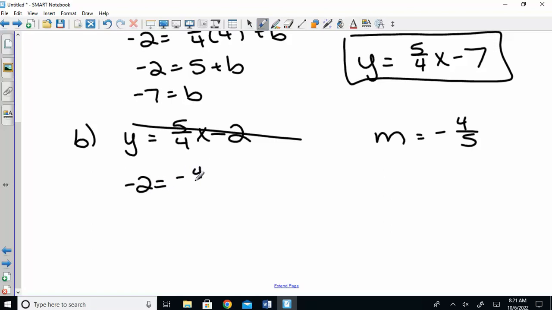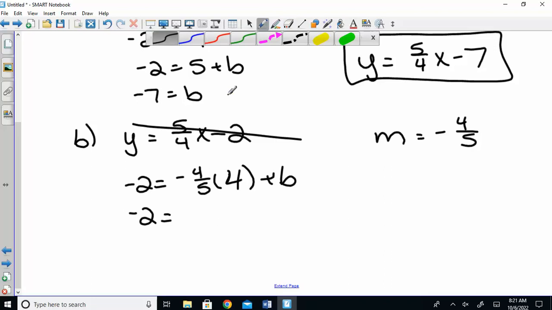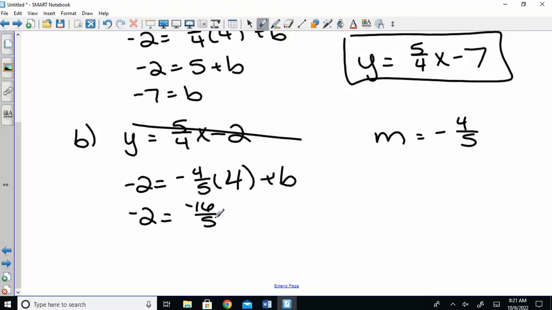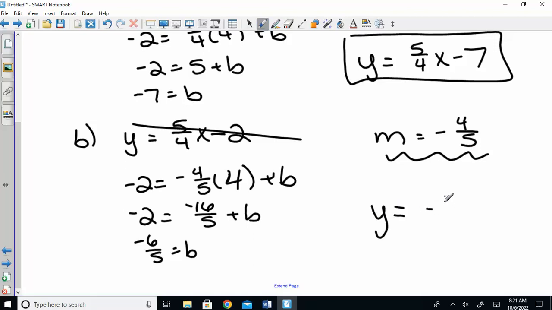So y equals m times x plus b. So we get -16/5. So you add that over and you get -6/5 for the y-intercept. Again, you're using this new slope, the perpendicular slope, when you write it. So it's -4/5 x minus 6/5. Is it positive? Yes, it is positive 6/5 because we added that over.